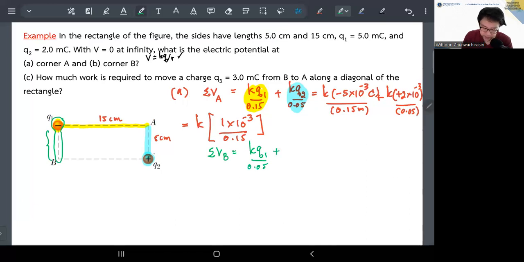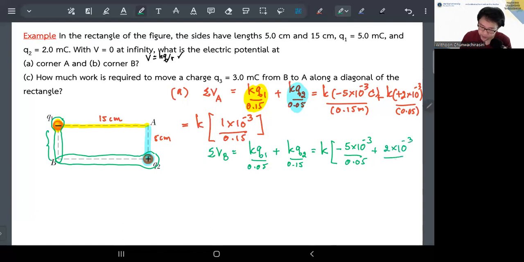Plus, now the influence from Q2 is right there. That one will give you K Q2 over 0.15. The numbers look almost the same, so I can pull out the common factor K. Q1 is negative 5 times 10 to the negative 3 divided by 0.05, plus Q2, which is positive, so it's 2 times 10 to the negative 3 divided by 0.15.